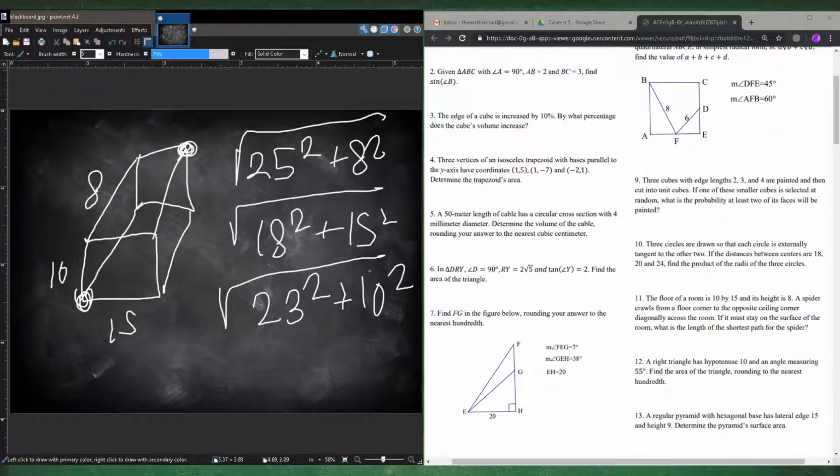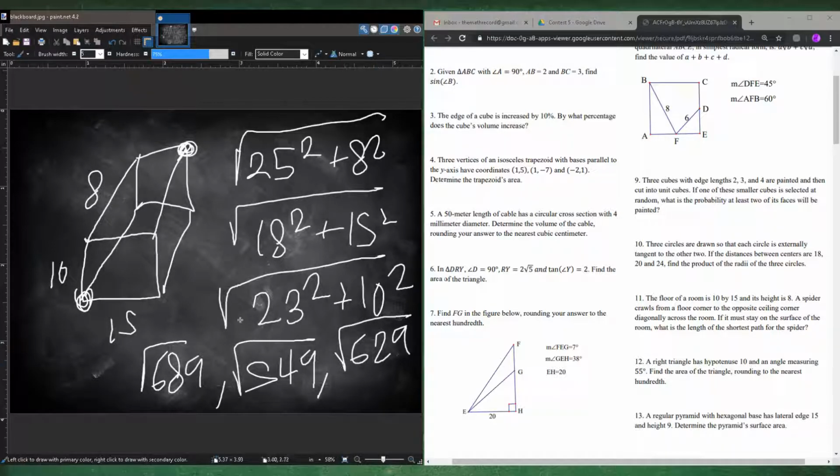So 25 squared plus 8 squared is the square root of 689. 18 squared plus 15 squared is the square root of 549. And 23 squared plus 10 squared is the square root of 629. So the smallest one is right here.